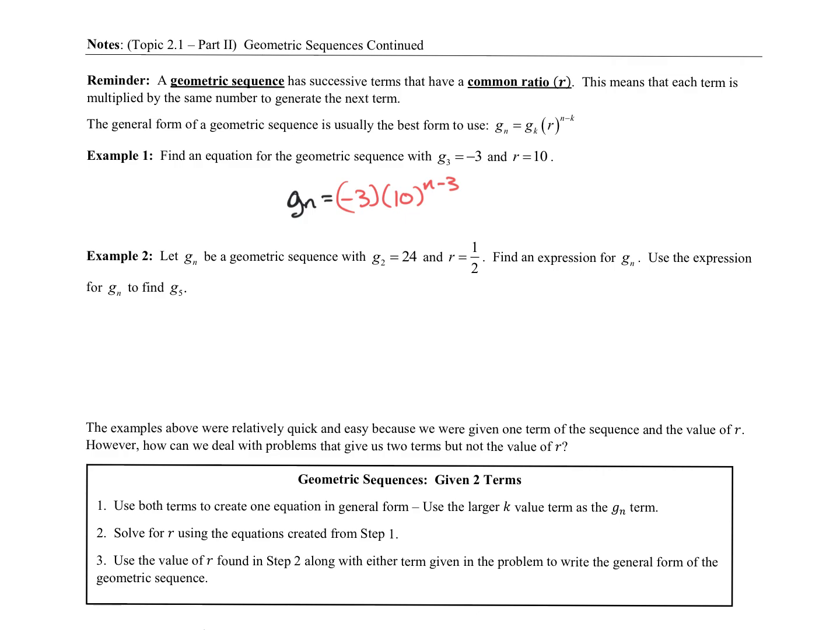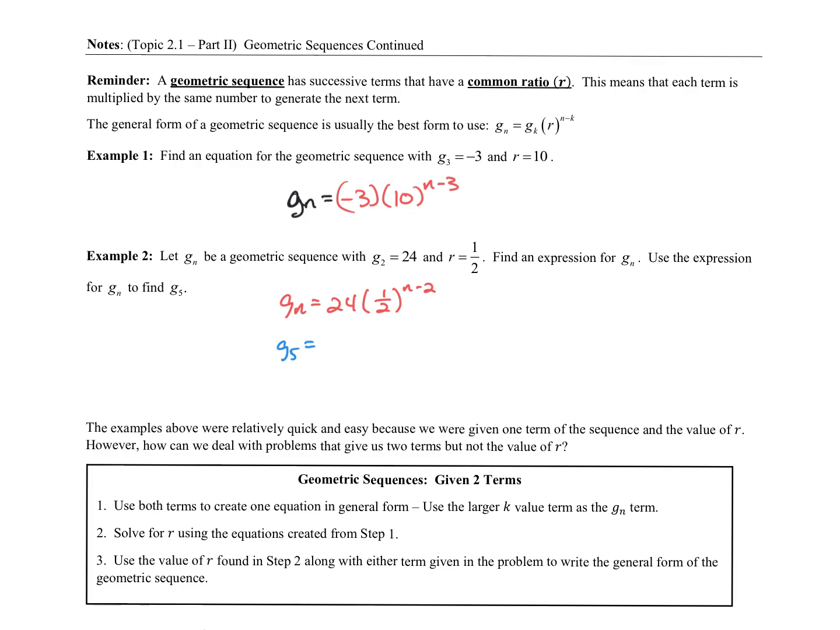Example 2. Let g of n be a geometric sequence with g of 2 equals 24 and r equals 1/2. Find an expression for g of n. Use the expression for g of n to find g of 5. All right, do we have everything ready to set up g of n? Yes. So g of n is equal to 24 times 1/2 to the power of n minus 2, because we're using g sub 2 on that one. From there, we can find g sub 5, and we can do this one without a calculator.